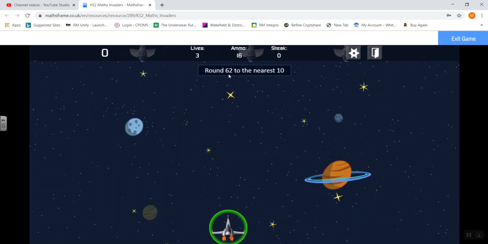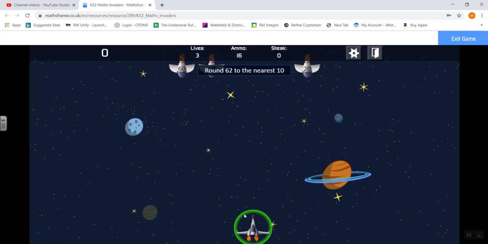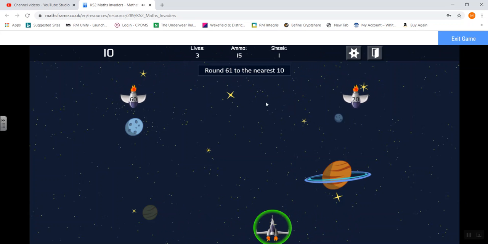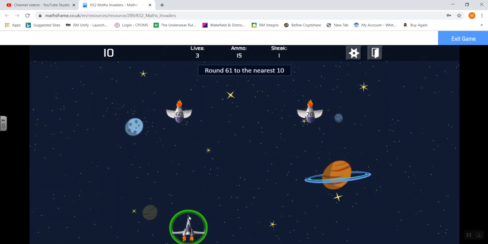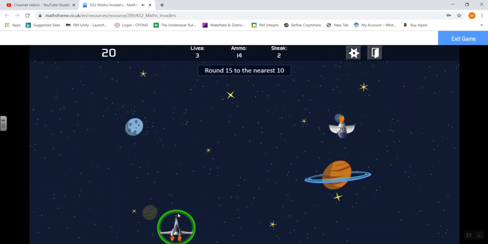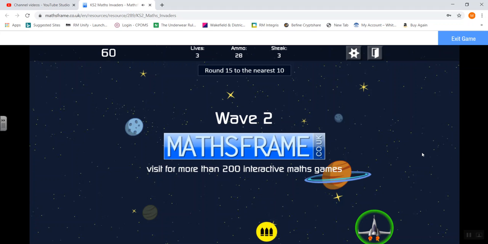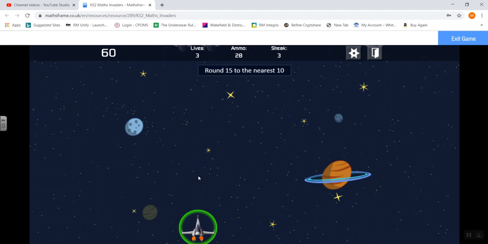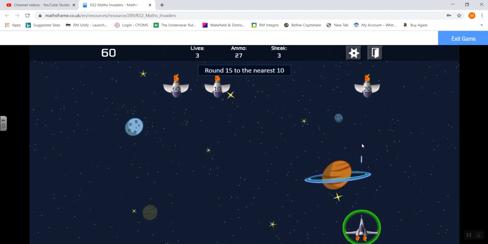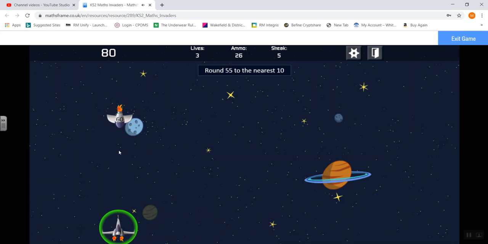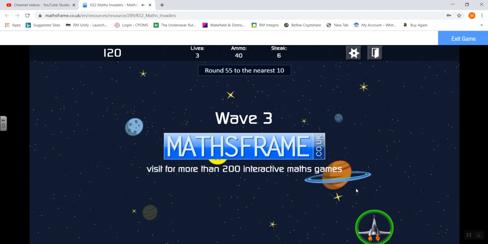So I have my rocket here and it says 62 rounded to the nearest 10. So 62 rounded to the nearest 10 is 60. 61 rounded to the nearest 10 is 60. 15 rounded to the nearest 10 is 20. Now we've got to dodge the missiles. And they're coming really slowly because I'm doing the easy section. 15 rounded to the nearest 10 is 20. 14 rounded to the nearest 10 is 10. 55 rounded to the nearest 10 is 60. Now I can have that one.